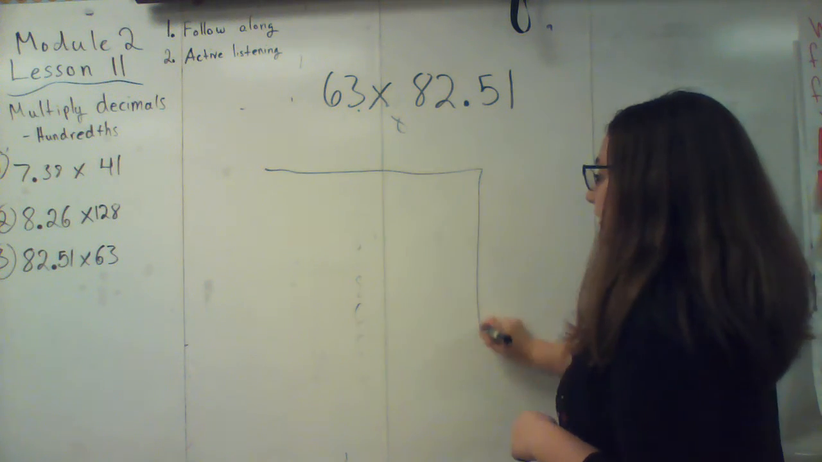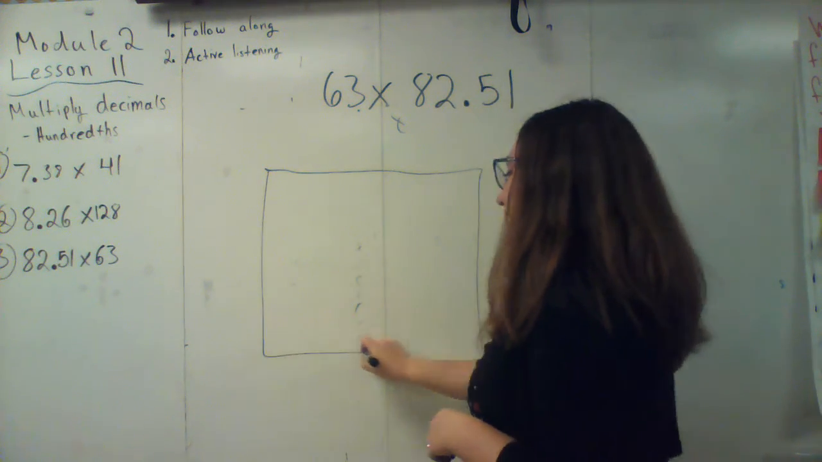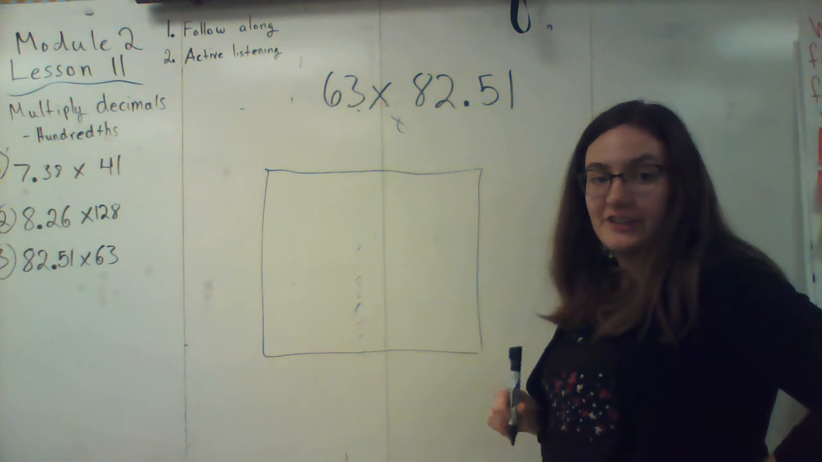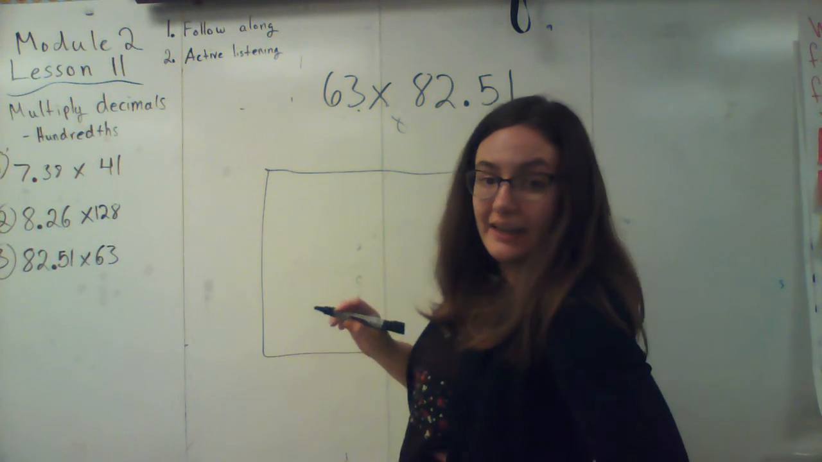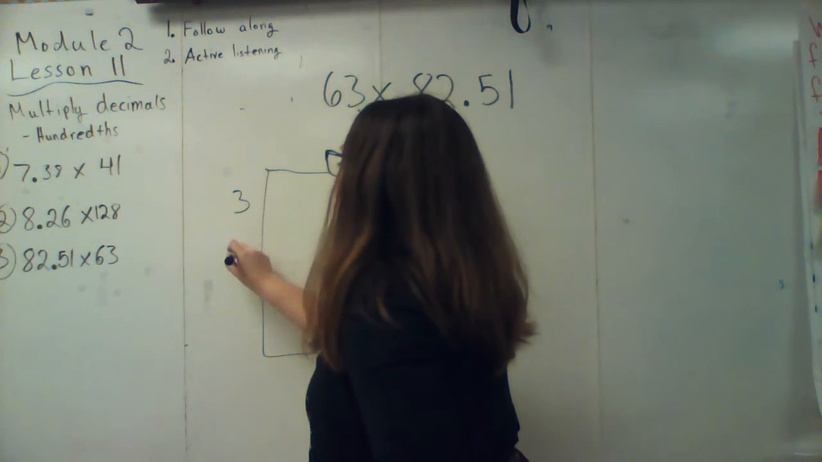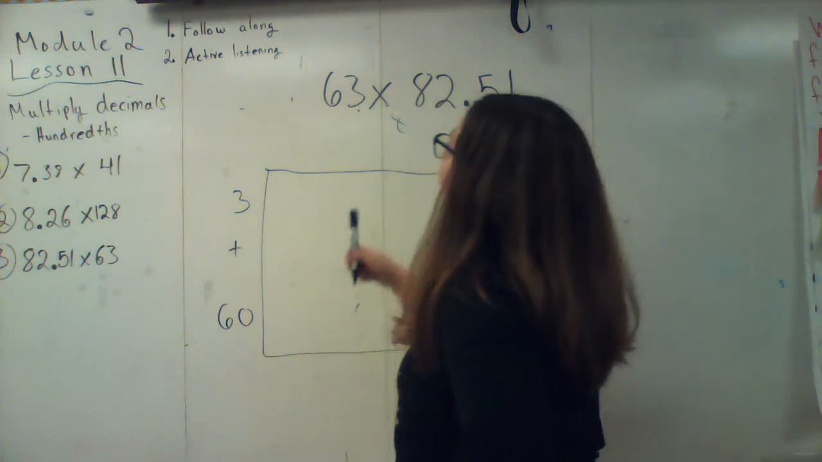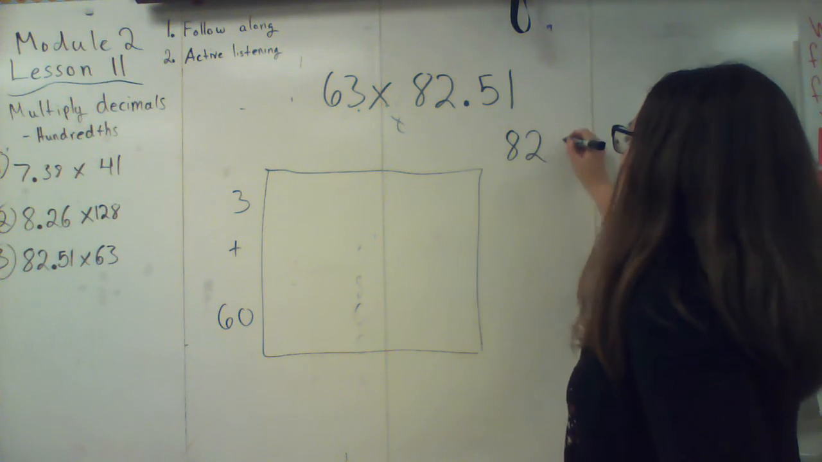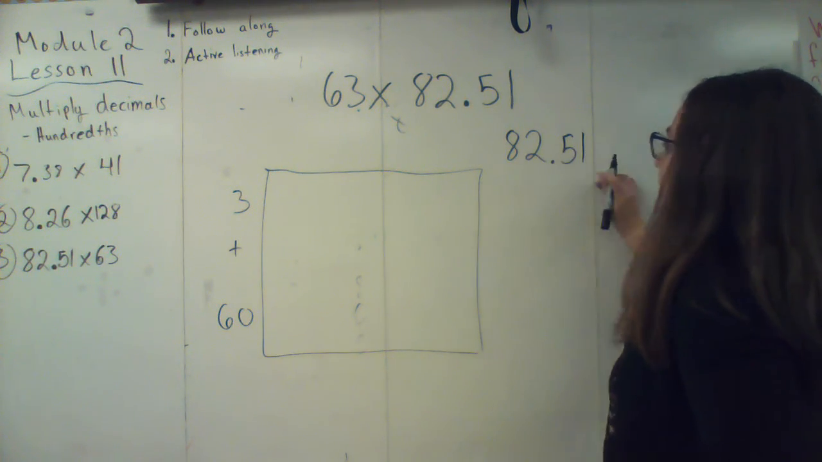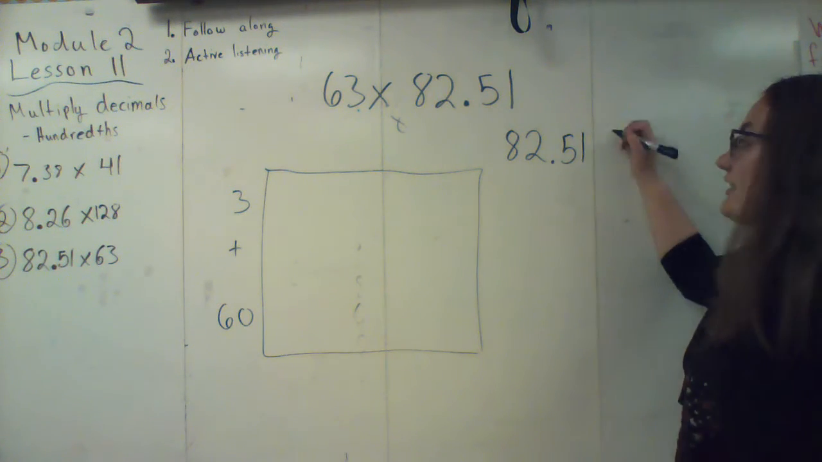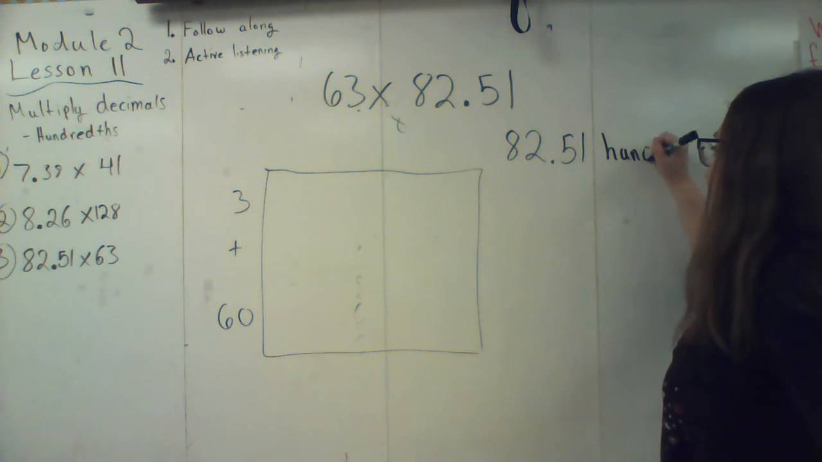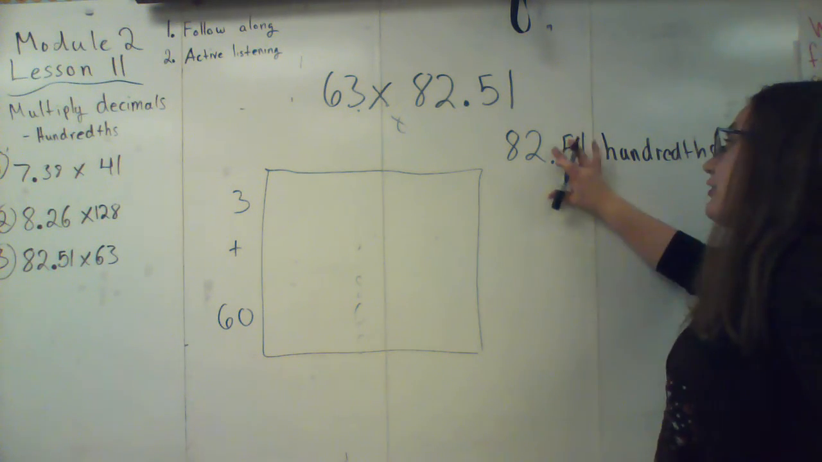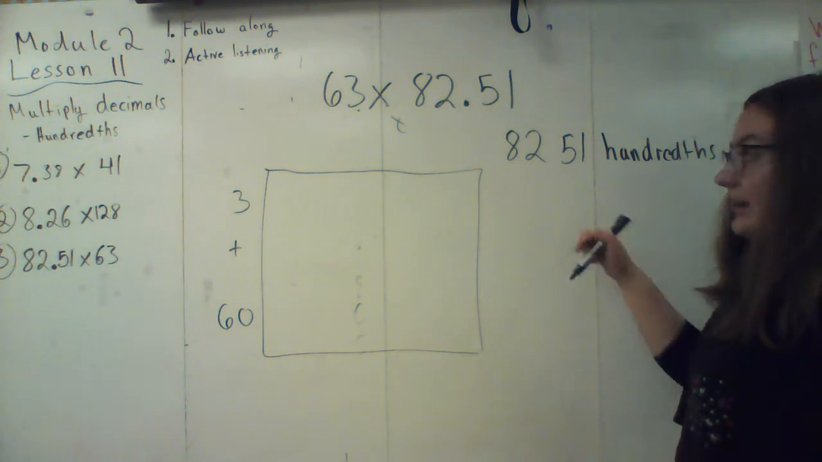So for my area model, I want to make sure again that I have a big box so I can fit everything inside of it. So I take my first factor, which is 63, and I'm going to write that in expanded form. So I have 3 plus 60, and then I have 82 and 51 hundredths. I'll do my trick again. My smallest place value is my hundredths place, so I'm going to write those units off to the sides, and then I'm going to erase my decimal points.